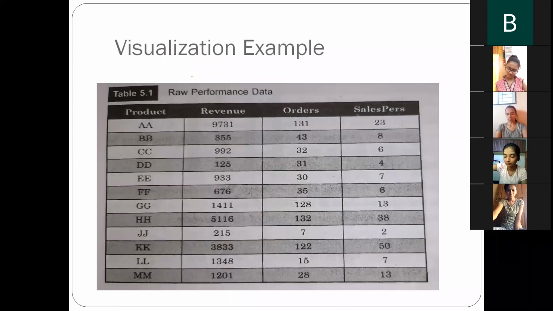Next is a visualization example. See, in the book, they have explained about this example. We'll see this example here. This is raw data on performance: for a particular product, revenue, orders, and the sales. These are the things they have given. So what is the first step to do these things? You have to arrange the data in sorted order. First we are going to arrange the data in the sorted order.